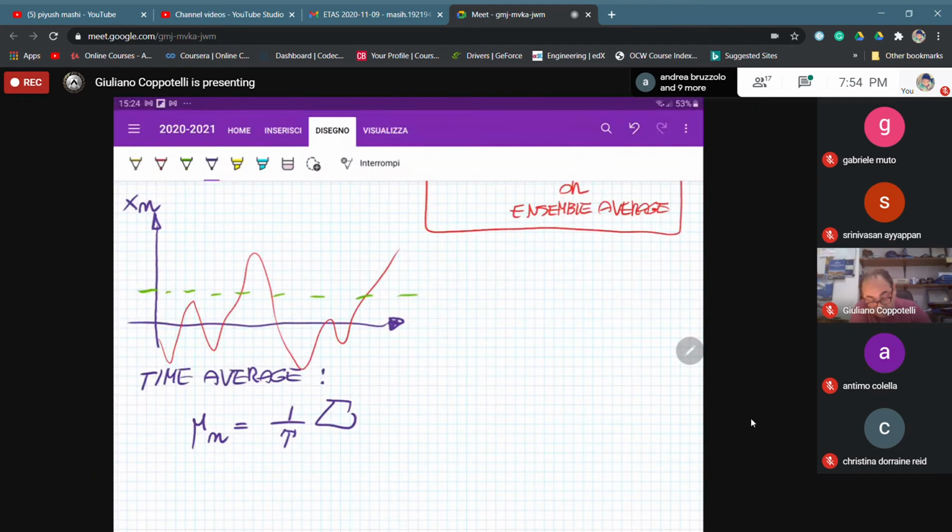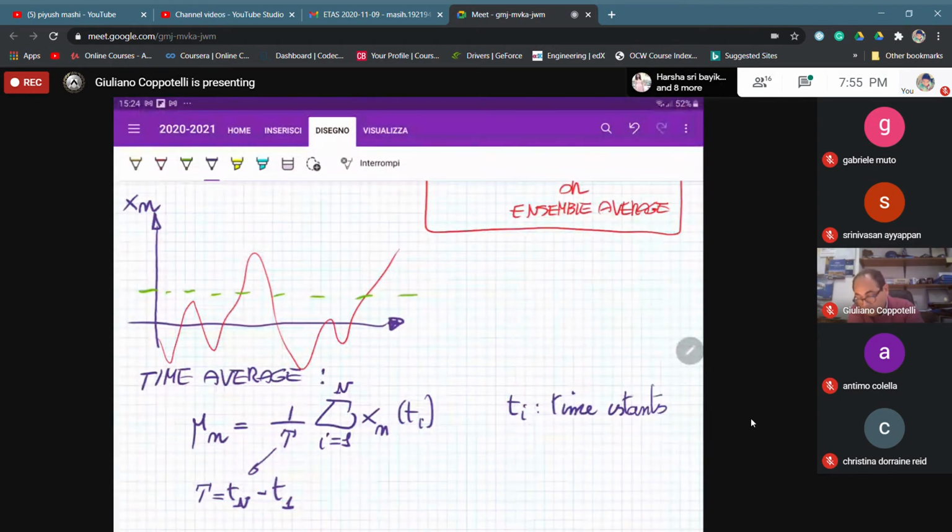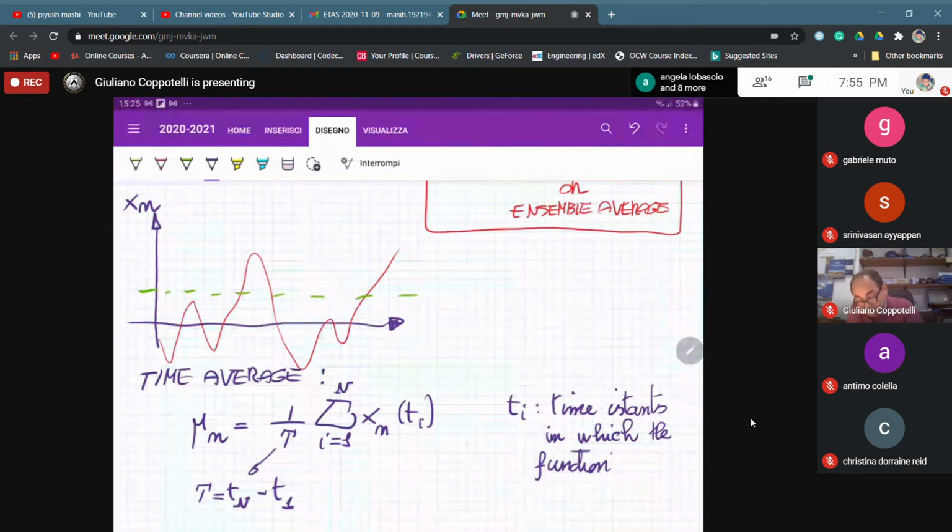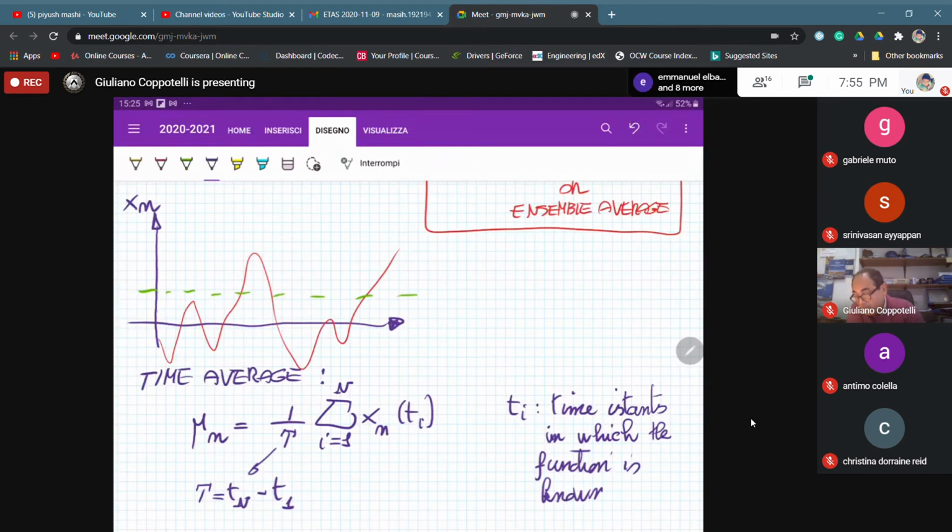Then the summation from i to n of x_n(t_i), for which T is equal to t evaluated at the nth sample time minus the first one, and the t_i are the time instants in which the function is known.